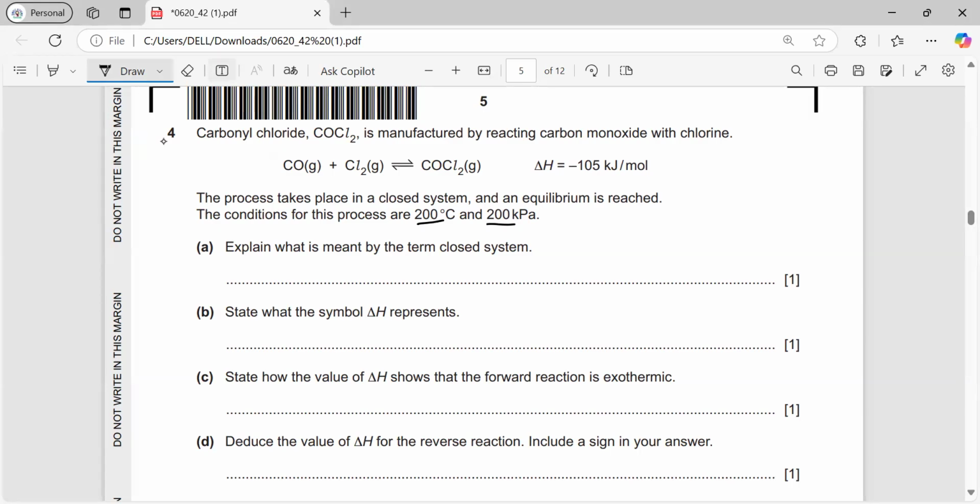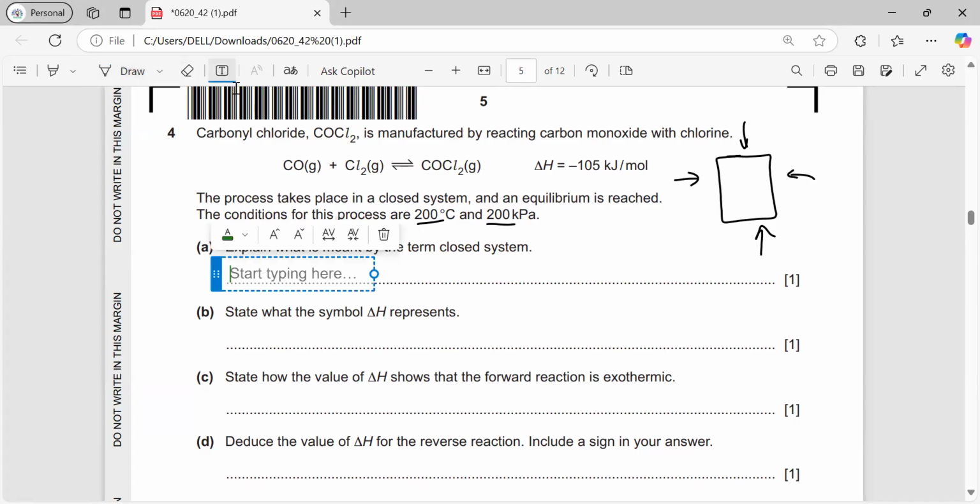Now, the closed system is when a system is closed from all the sides and nothing can enter or leave the system so that it can attain equilibrium. So our answer will be when no reactants and products can leave or enter.